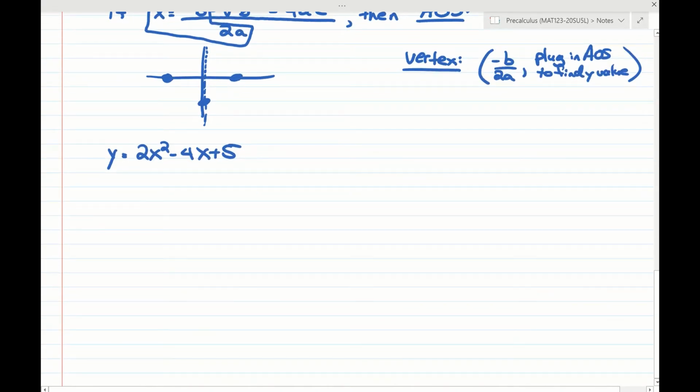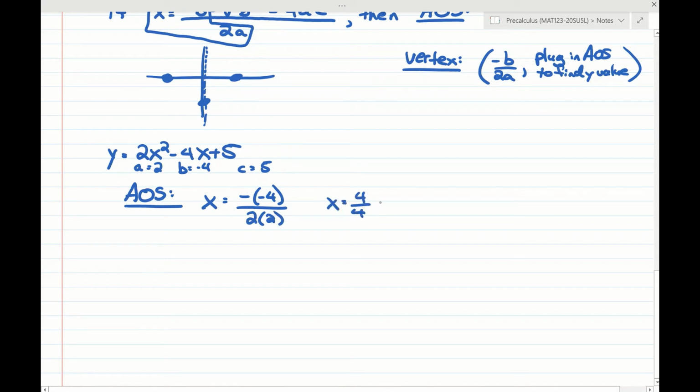Okay, so first thing we could do is, let's see here. Let's get the axis of symmetry. We have a is 2, b is negative 4, and c is 5. So the axis of symmetry would be x is equal to the opposite of b over 2a. So we'd get x is equal to 4 over 4, which is just x is equal to 1.